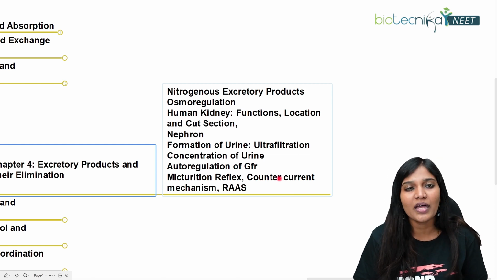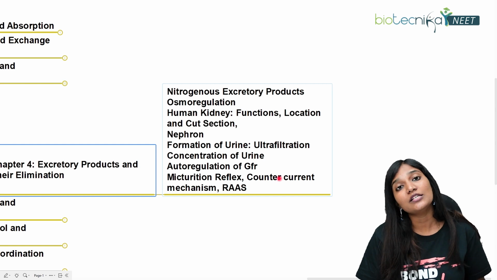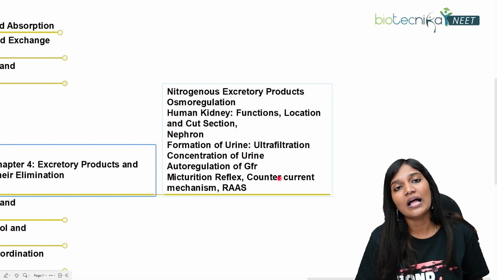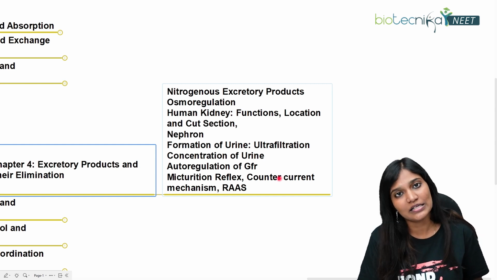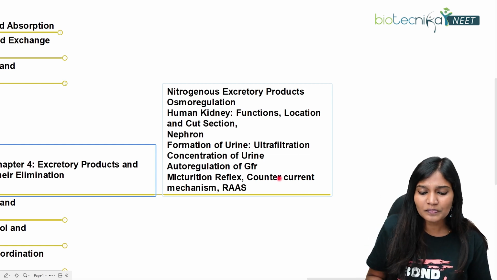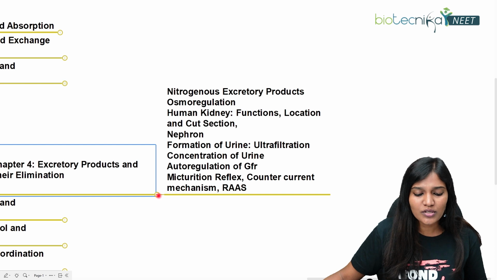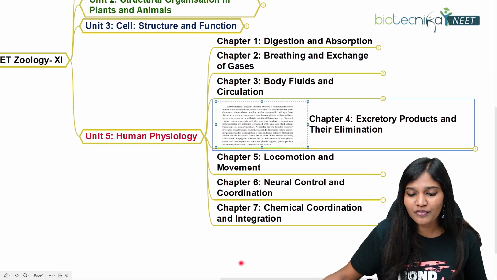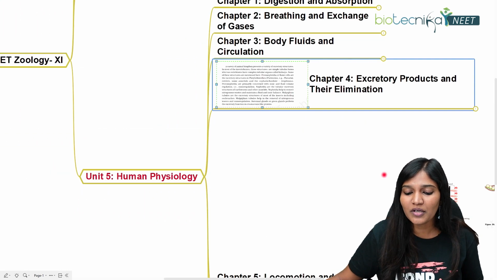The most important thing in this is the countercurrent mechanism. Countercurrent mechanism is very important. And the next one is the renin-angiotensin aldosterone system, which we call the RAS mechanism. That is also very important. After that, you can study the disorders. So this is also very important. Most probably you will see it in human physiology, it's not advisable to skip most of the topics.